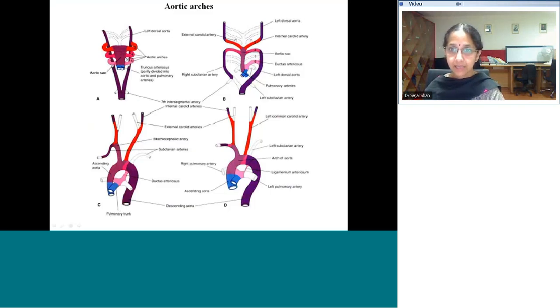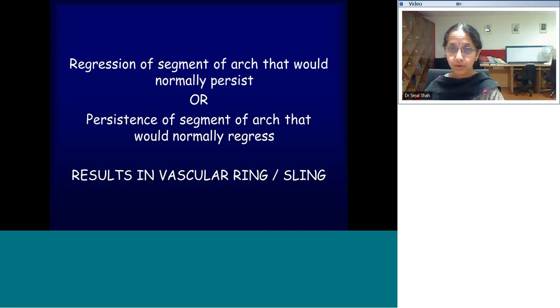Coming to the next thing, aortic arches, we are not going to go into detail of aortic arch development today. However, we have to understand that normally we have 6 arches. Certain things have to disappear, certain things have to persist. And you have aortic arch anomalies because the normal things do not disappear, or things which have to persist do not persist. This is a situation where you can have development of vascular rings or slings.